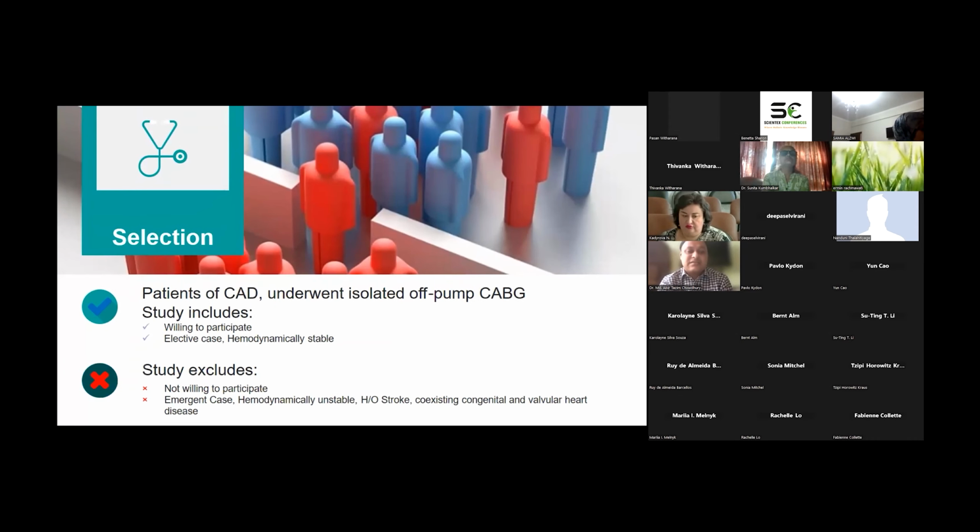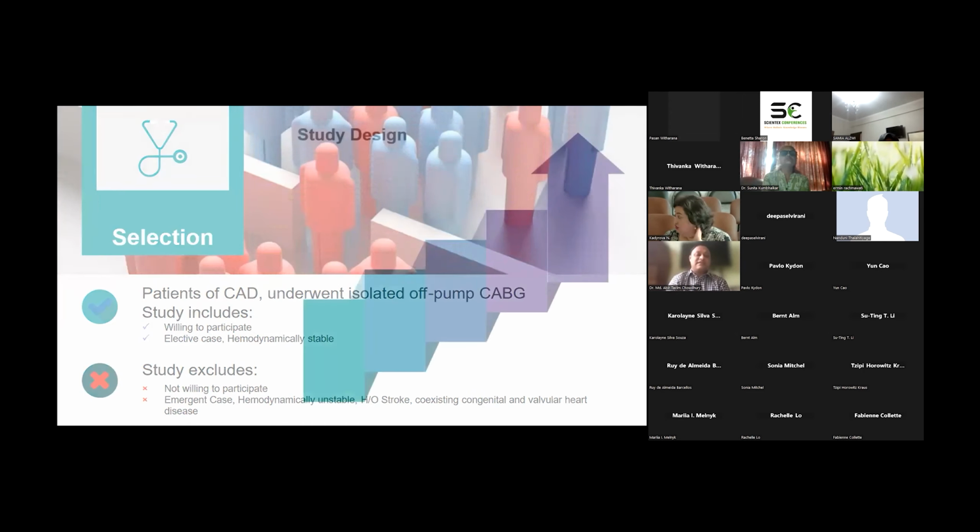This is our selection criteria. Patients of coronary artery disease who underwent isolated off-pump CABG were selected. The study included patients who were willing to participate, elective cases, and hemodynamically stable. The study excluded patients who were not willing to participate, emergent cases, hemodynamically unstable cases, those having a history of stroke, and coexisting congenital and valvular heart disease.